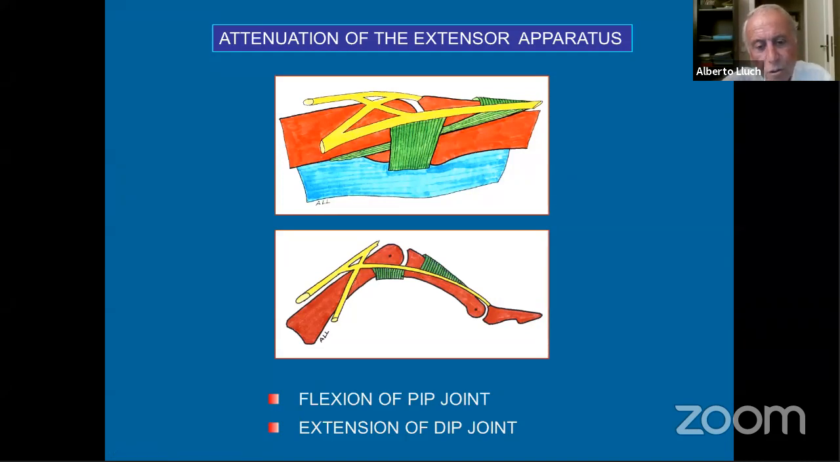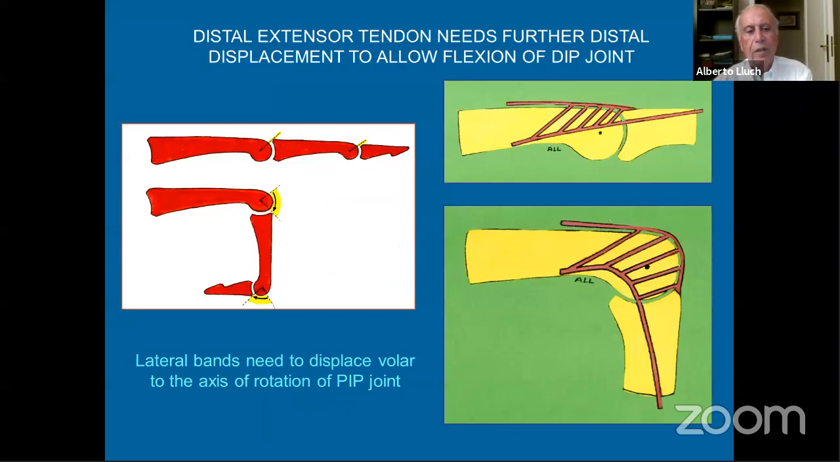I'm showing this because if you want to reconstruct the boutonniere, which is one of the most difficult structures to reconstruct, you always have to divide the transverse retinacular ligament in order to replace the lateral band dorsal to the axis of rotation. And also you have to do an application of the triangular ligament to prevent new displacement of the lateral bands.